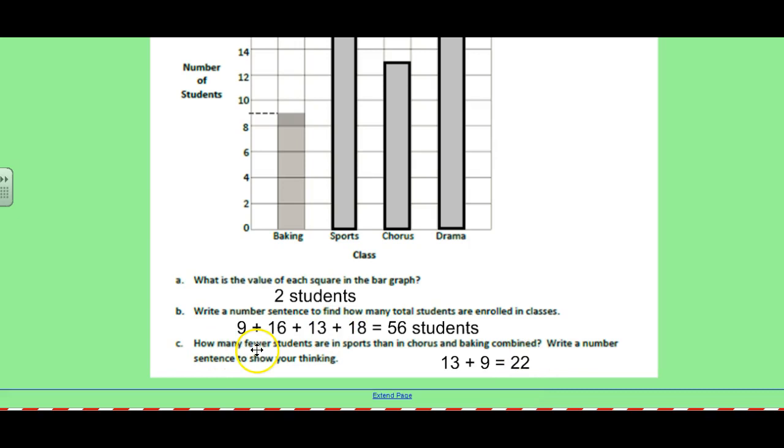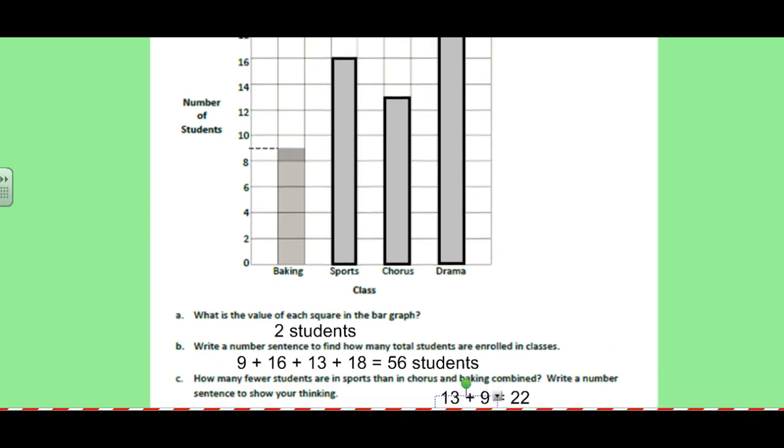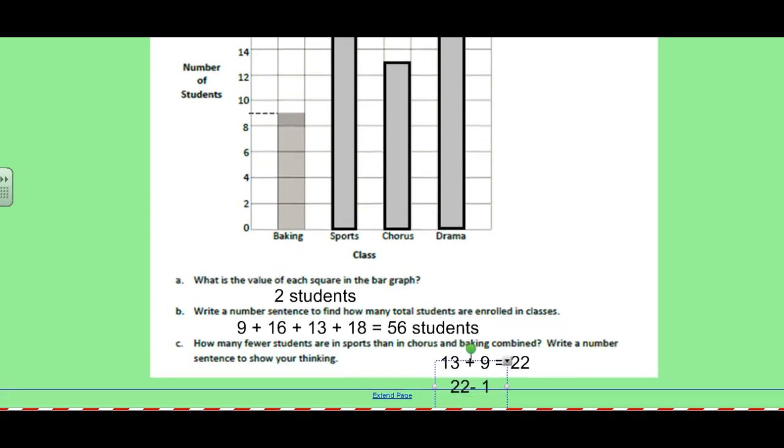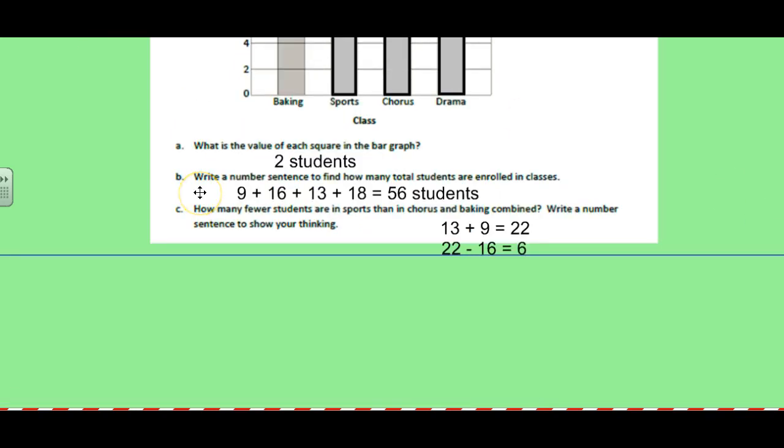And we need to know how many fewer students are in sports than there are in chorus and baking. So now we've got to take that number 22 and we've got to subtract sports from that. We know that sports was 16, so 22 minus 16 is what you're doing now. Okay, so whenever we take 22 and we subtract 16 from that, we are left with 6.